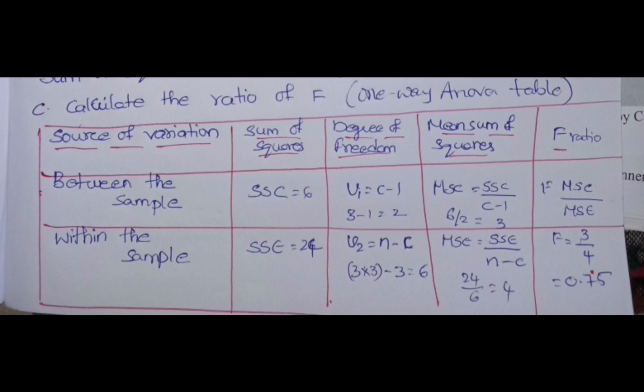SSC and SSE values we already got in step 2 and step 3. We will directly write them here. And mean sum of squares we will get by dividing SSC by C minus 1, that is degree of freedom. Mean sum of squares between the sample we got as 3, and mean sum of squares within the sample MSE equals SSE divided by N minus C, that is 4. F ratio we will get by dividing MSC by MSE, that is 3 by 4 equals 0.75.